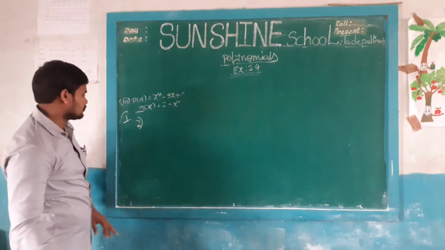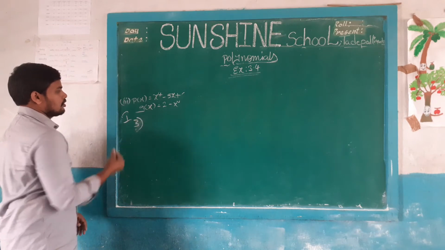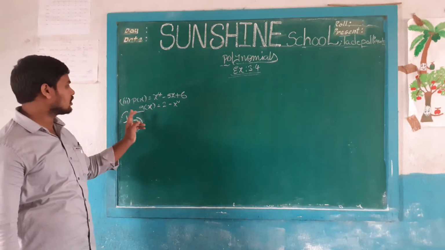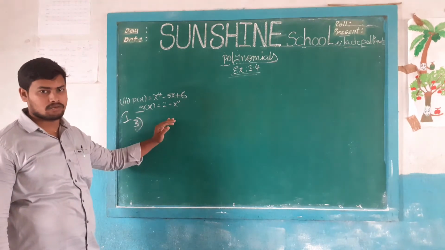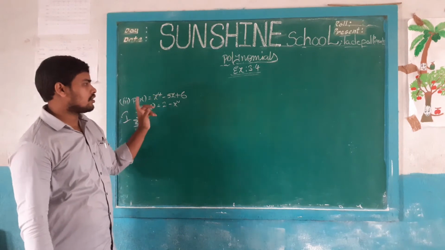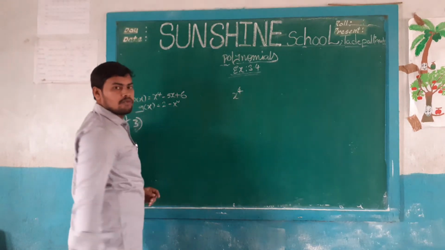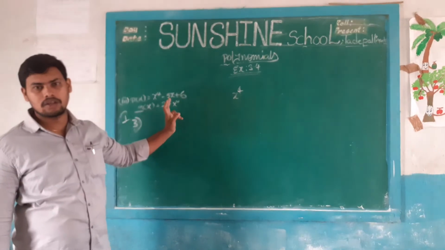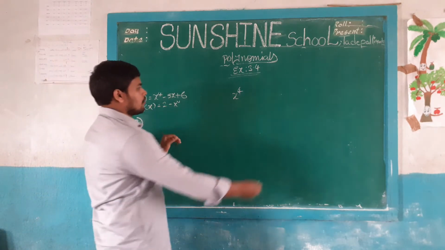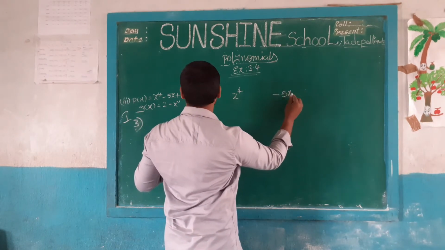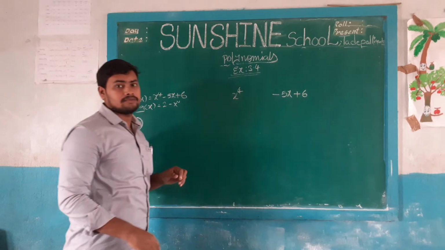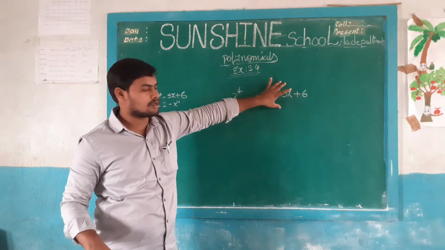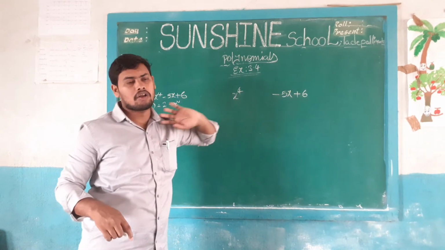Next, third sum. P of x value is x power 4 minus 5x plus 6 and g of x value is 2 minus x square. So here we have x power 4. Is there any cube term? No. So you leave one term. Similarly, there is also no x square term. So I write down the minus 5x here and the plus 6 here. Okay. x power 4, no cube term, no x square term, and the final ones are the minus 5x term and constant term.